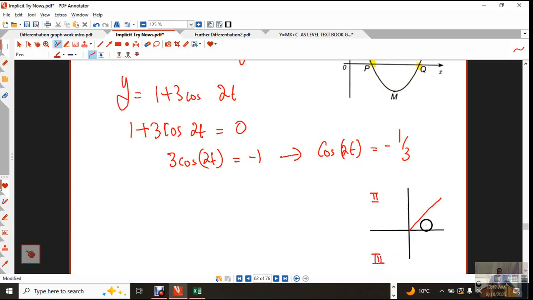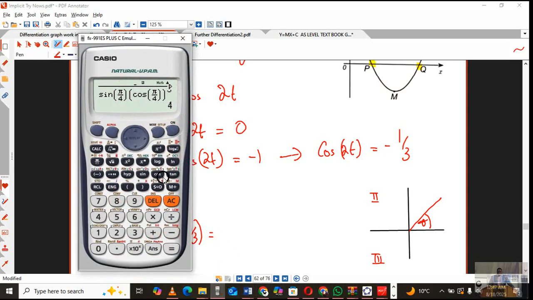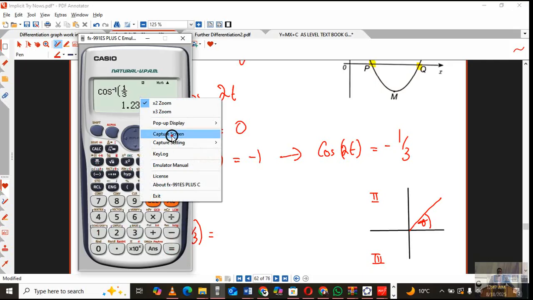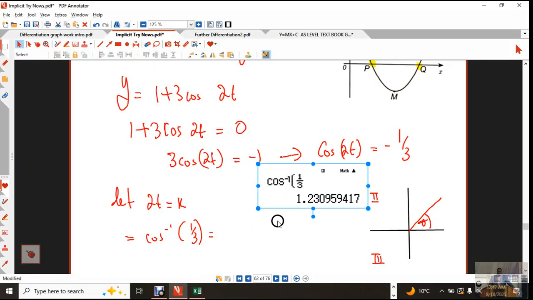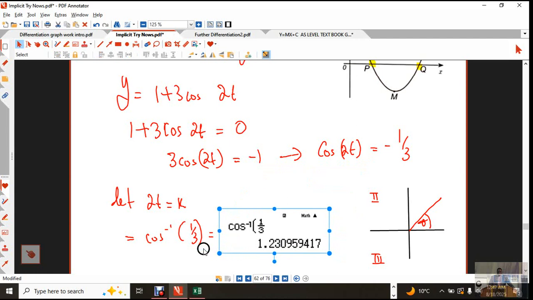So we are going to find our reference angle. Let 2t be, let's say, k, or theta. Then the inverse cos of 1/3. We're going to find the acute basic angle, making sure that our angles are in radian mode. So it's in radian. So the inverse cos of 1/3 gives me some decimal value, which I can just as well capture and paste. This is what I'm going to get.